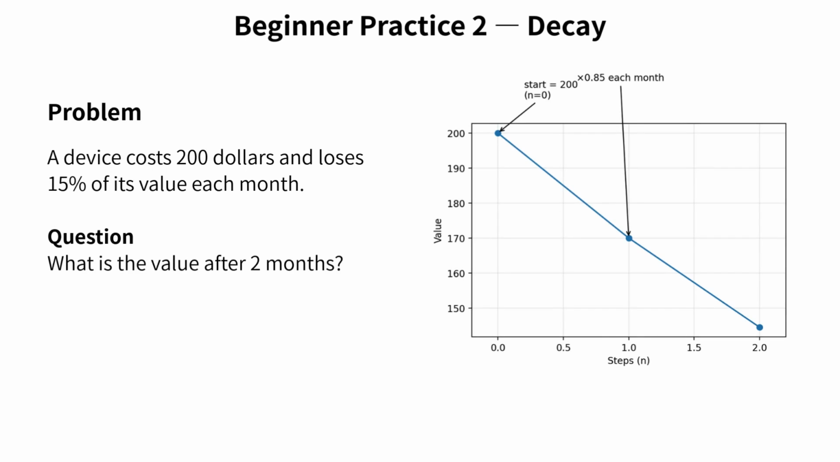Next, a decay example. A device costs $200 and loses 15% of its value each month. Find the value after 2 months. Use the checklist. Start is 200 at n equals 0. 15% decrease means the multiplier is 1 minus 0.15, which is 0.85. 2 months means 2 steps. Pause if you want to try it. Then we'll solve it together.